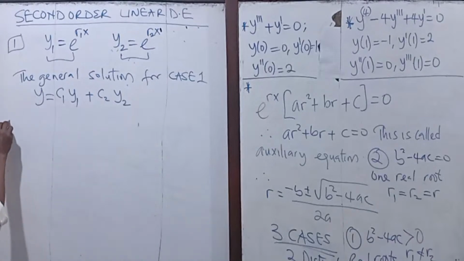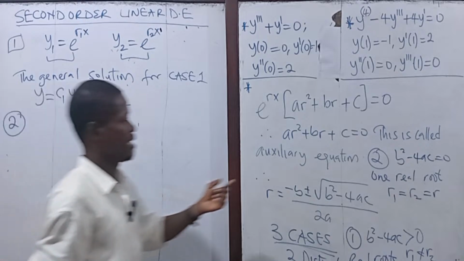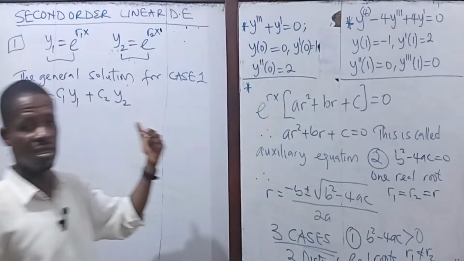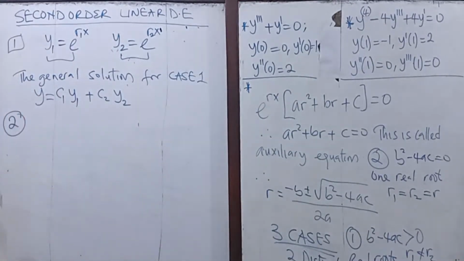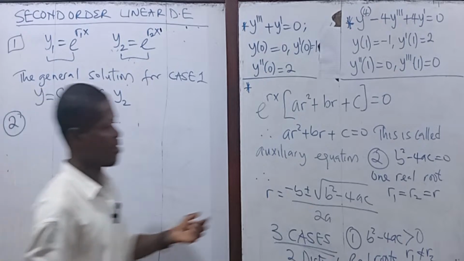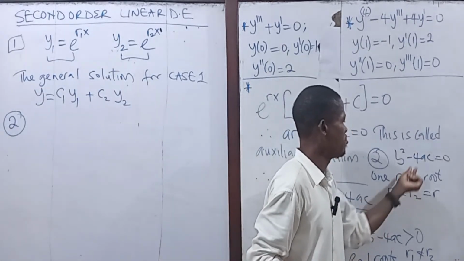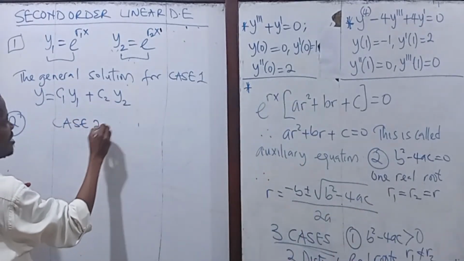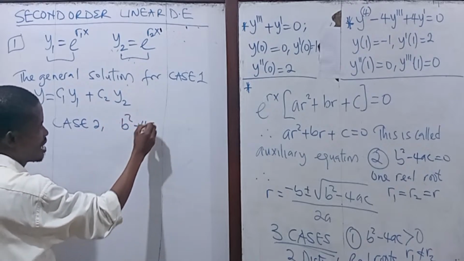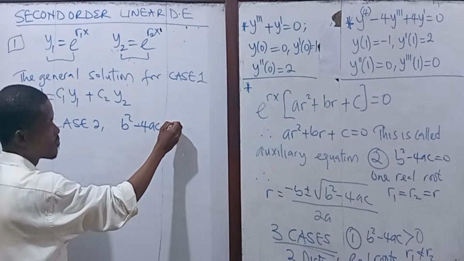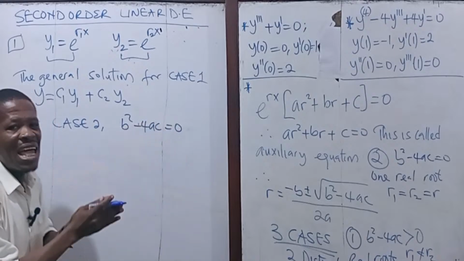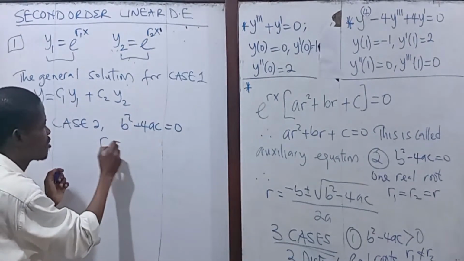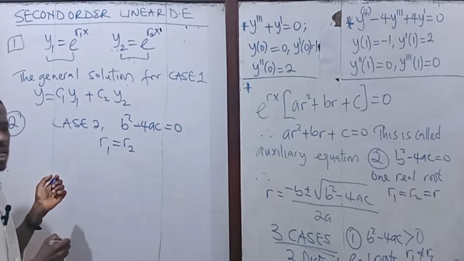For case 2, when you have the discriminant equal to 0, which is going to give you one real root. In this case, when b squared minus 4ac, the discriminant, is equal to 0, it's giving you repeated roots, such that R1 is equal to R2.